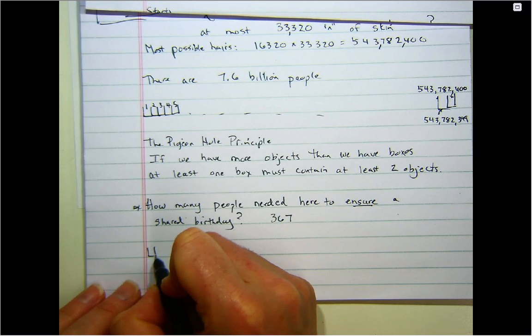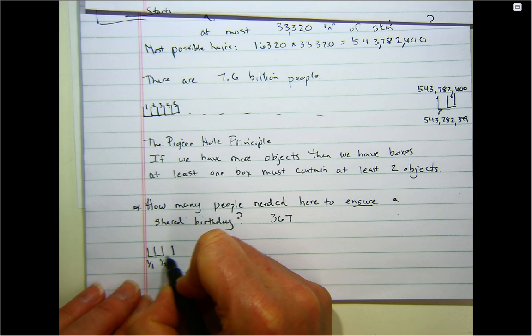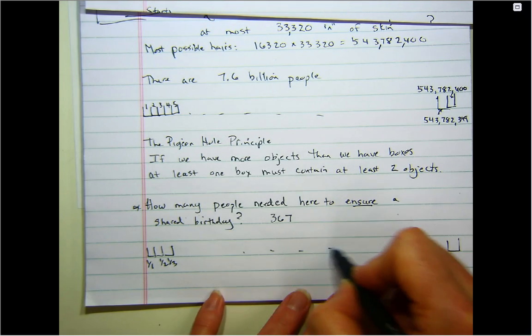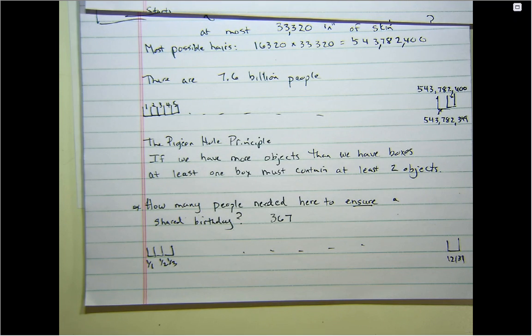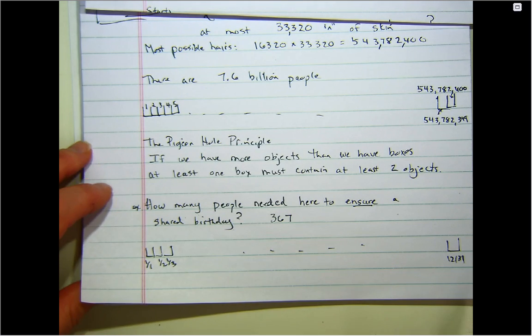Because if you put a box for every day of the year, January 1, January 2, January 3, till you get down to December 31st, and you have everybody go in that box with their birth date, well, there's only 366 boxes if you count leap year. So one of the boxes at least has to have 2 people. Now we don't know what box, we don't know how many people are in that box, but we know at least 2 people would be in one box.